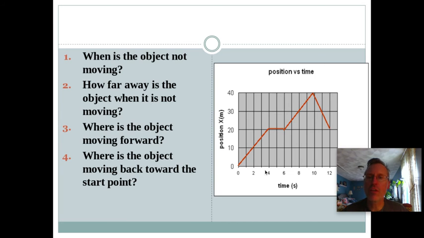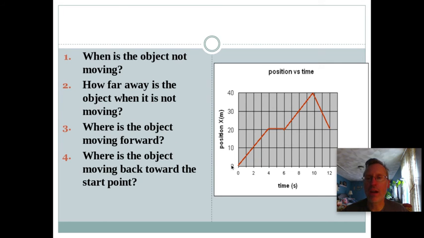Where is the object moving forward? Well, here it's moving forward. You have a positive slope right there. Another positive slope. So it's moving forward here and it's moving forward here. Don't be fooled. It's not moving at all over here. Time is going, all right, but you're not moving forward or back in space.